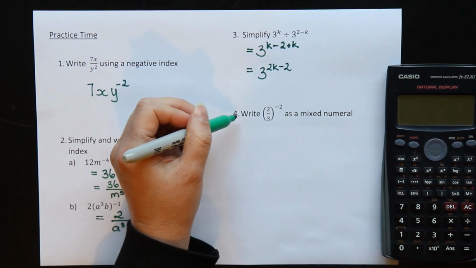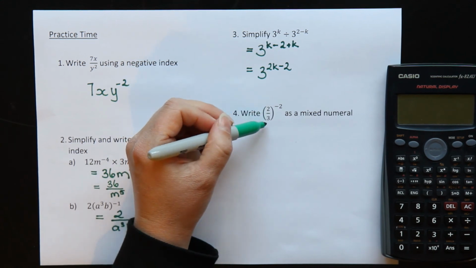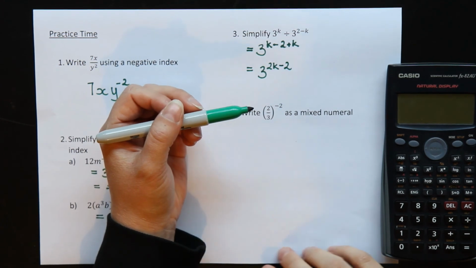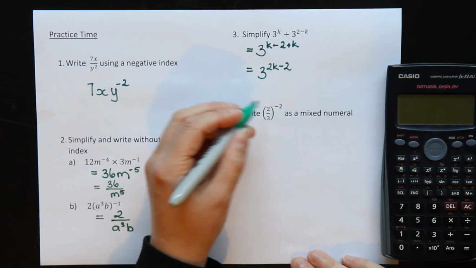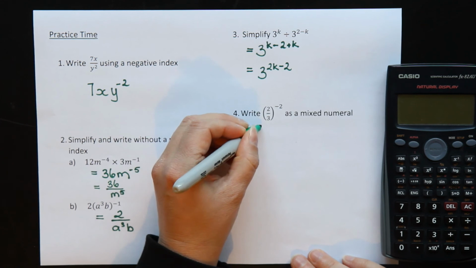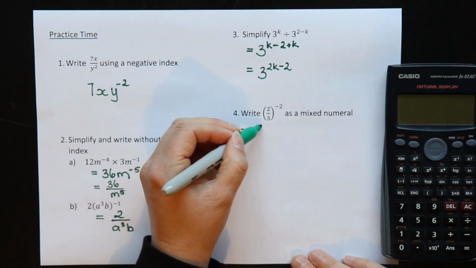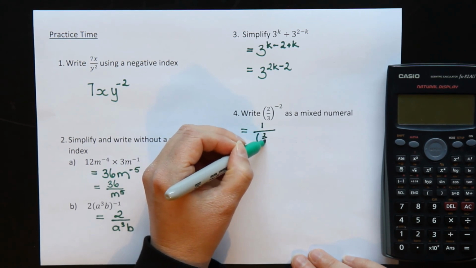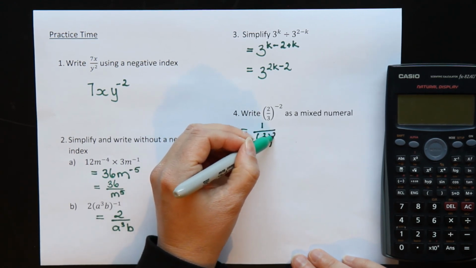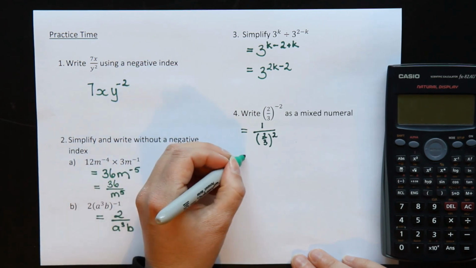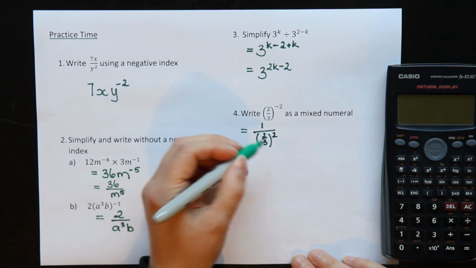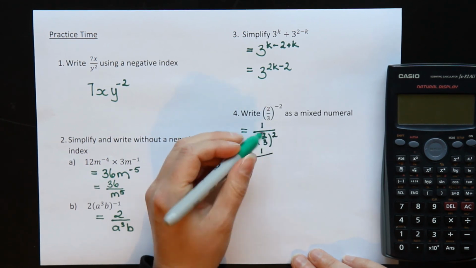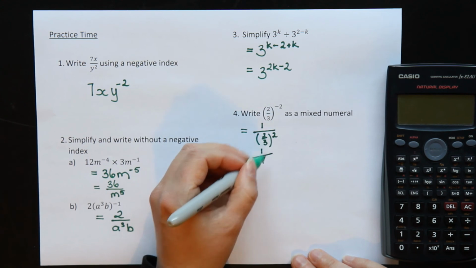Question 4, we have a fraction here, 2 over 3 to the power of negative 2, that we want to write as a mixed numeral. Well, first of all, we can write it with a positive power of 2 if we put it on the bottom of a fraction. So we can write that as 1 over 2 over 3 to the power of positive 2. Then we can square each of those numbers there. So that would be 1 over 2 squared is 4 and 3 squared is 9.